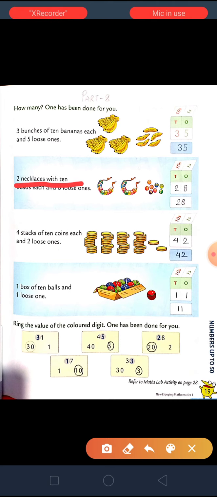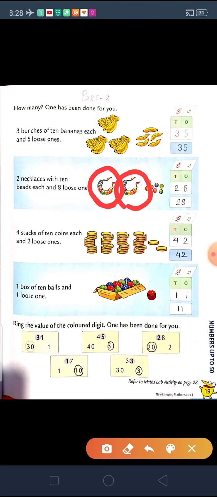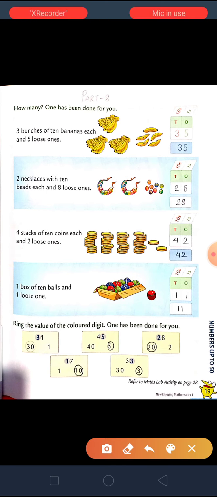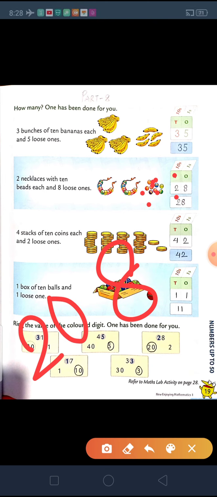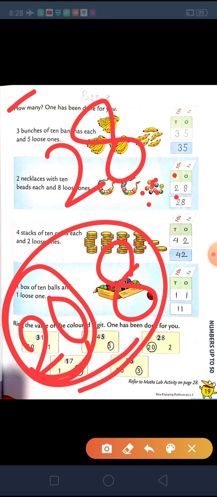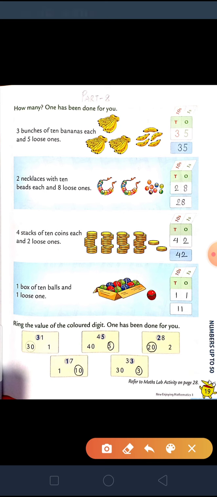Now next one same we will solve. 2 necklaces with 10 beads each and 8 loose ones. Now you can see here 2 necklaces are there and in each necklace 10 beads are there, means total 20 beads. And how many loose are there? 1, 2, 3, 4, 5, 6, 7, 8. So 8 loose and 20 of 10 beads. So total it is 28 beads, because 20 we will write in tens column, so it will be 2, and in ones column we will write 8, so it will be total 28. So like this you have to write.